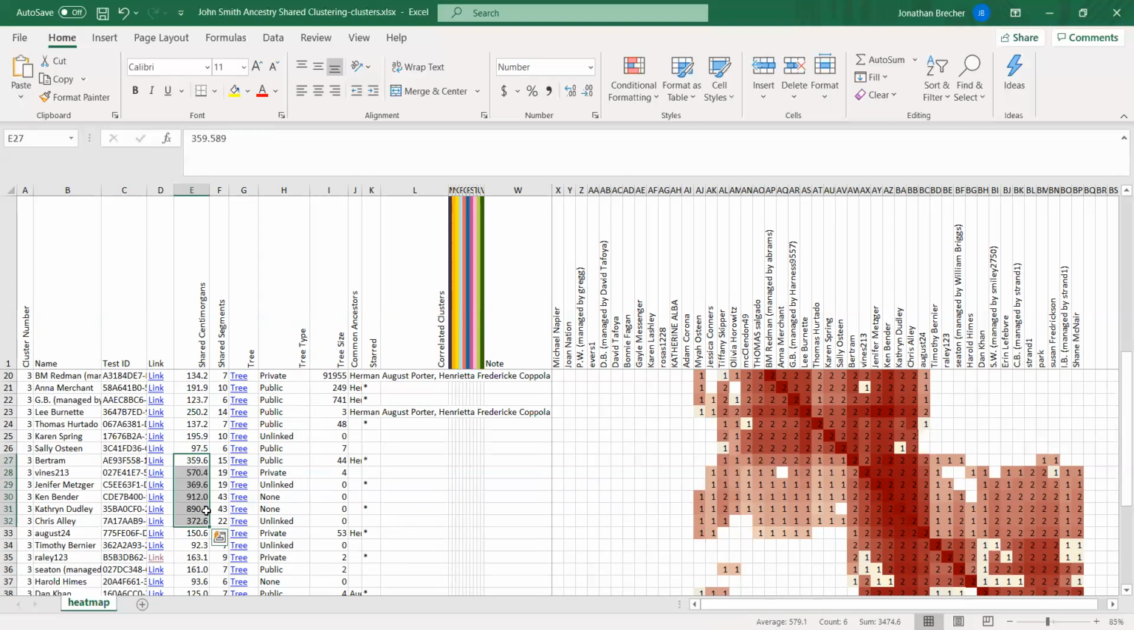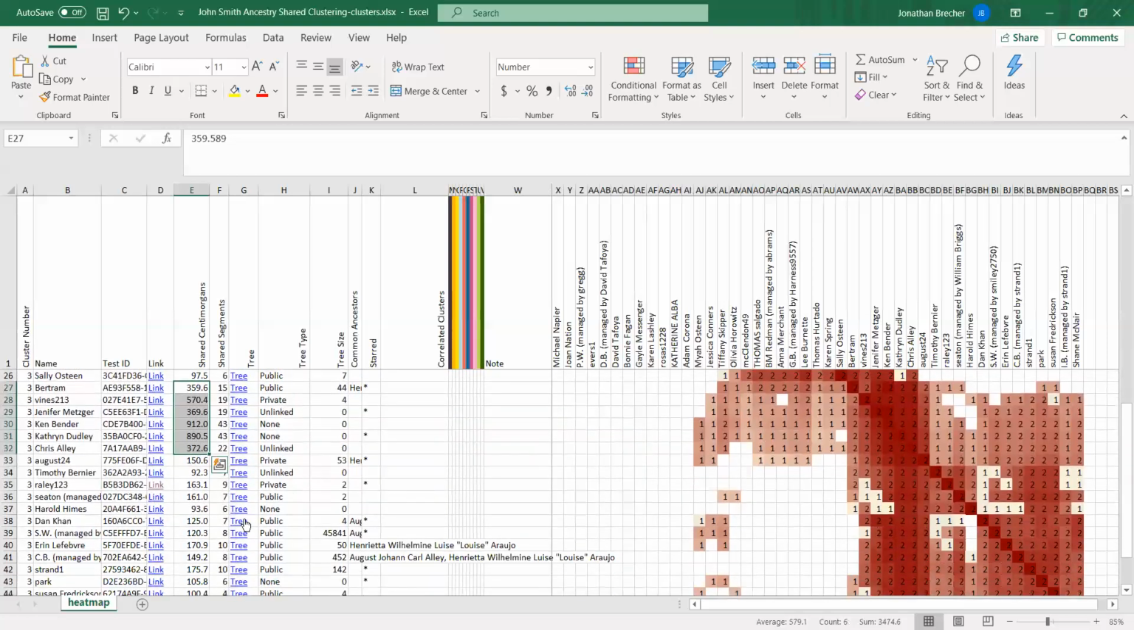Clustering doesn't tell you which cluster goes with which grandparent. You need to research that part, but often the research is easy. In this case, the test taker has some through lines, and the through line information is shown in the diagram in the Common Ancestors column. Here, these through lines suggest a specific pair of great-grandparents associated with some of the matches in this lowest cluster.